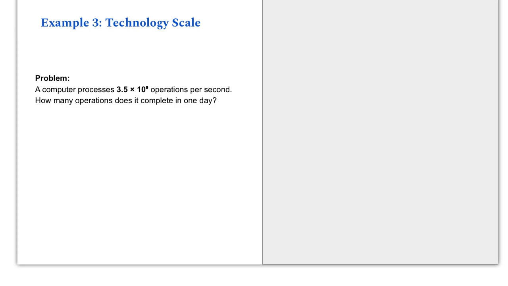Wow. Now, the question asks how many operations does it complete in the whole day? Let's think about that. If you know how many operations it does in 1 second and you want to know how many it does in 1 day, you will have to find the total across all seconds in a day. We could add 3.5 times 10 to the ninth power over and over again.